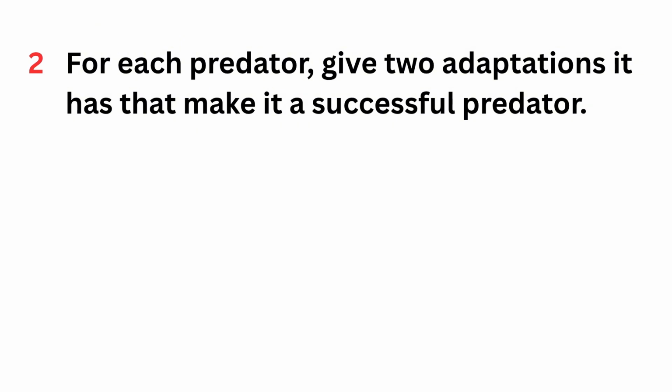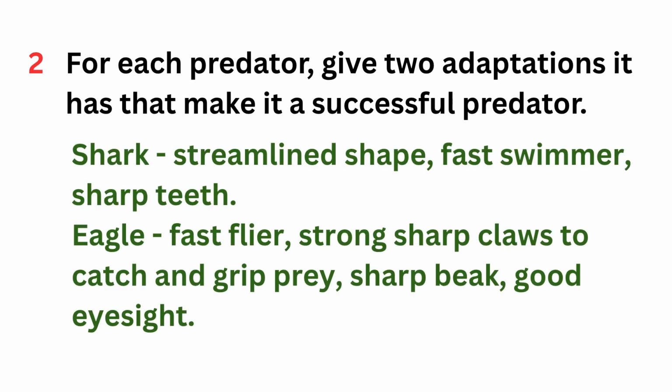Question number 2. For each predator, give 2 adaptations it has that make it a successful predator. Shark: streamline shape, fast swimmer, sharp teeth. Eagle: fast flyer, strong sharp claws to catch and grip prey, sharp beak, good eyesight.